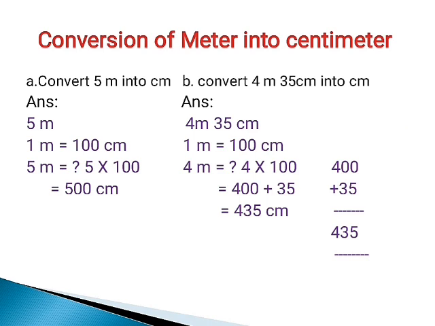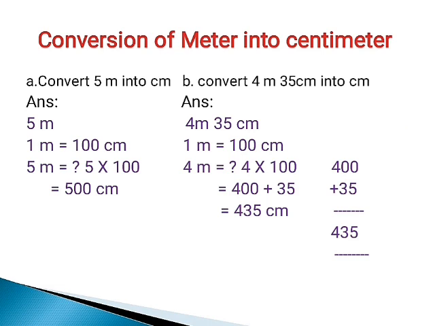Now look at the B sum. Convert 4 meter 35 centimeter into centimeter. So look at the sum. In this sum they given meter as well as centimeter. So centimeter we should not change. You should keep it as such. Meter alone we should change it as centimeter. Now shall we do the sum, dears?